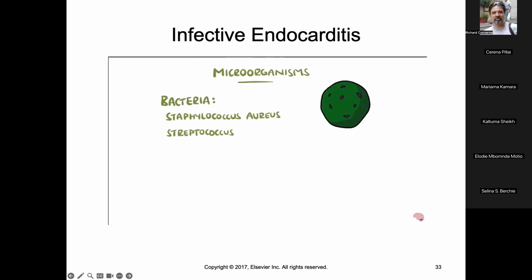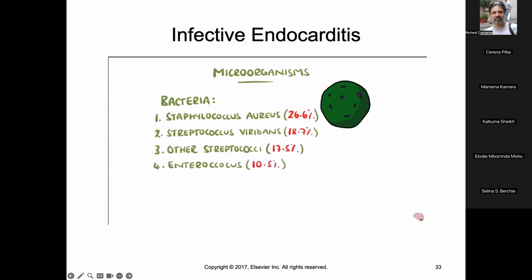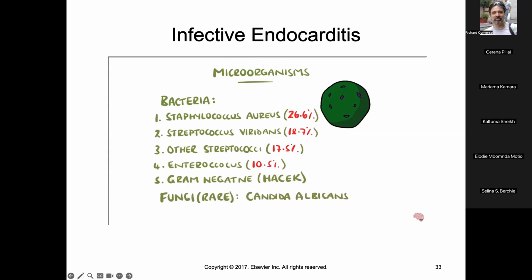between Staphylococcus aureus and Streptococci. But from recent study averages, Staphylococcus aureus is present in around 26.6%, Streptococcus viridans species in 18.7%, followed by other Streptococcus species at 17.5%, and Enterococcus in 10.5%. These make up over 80 to 90% of causative agents, with the remainder being gram-negative bacteria, including the HACEK group, or fungi like Candida albicans.